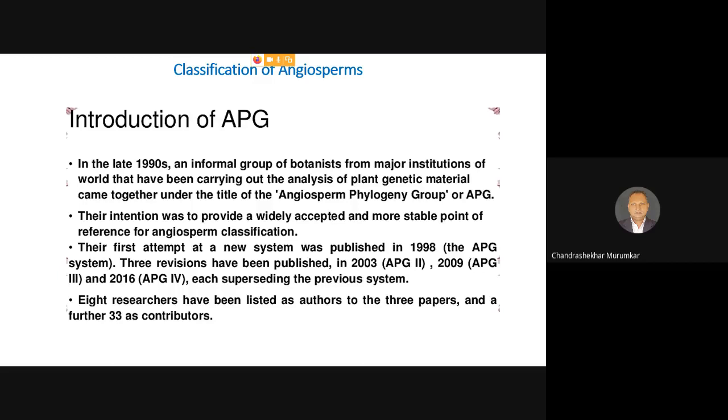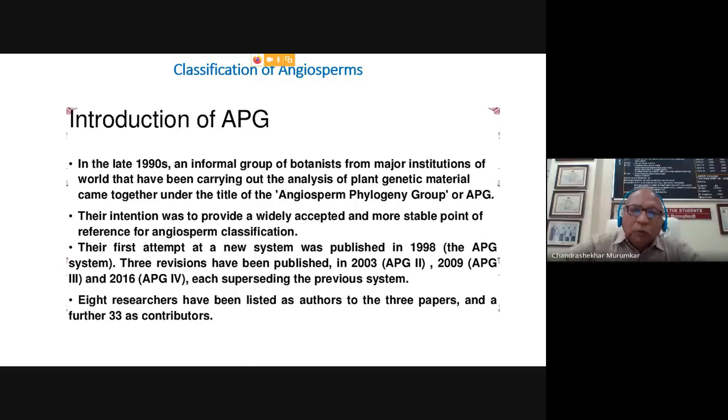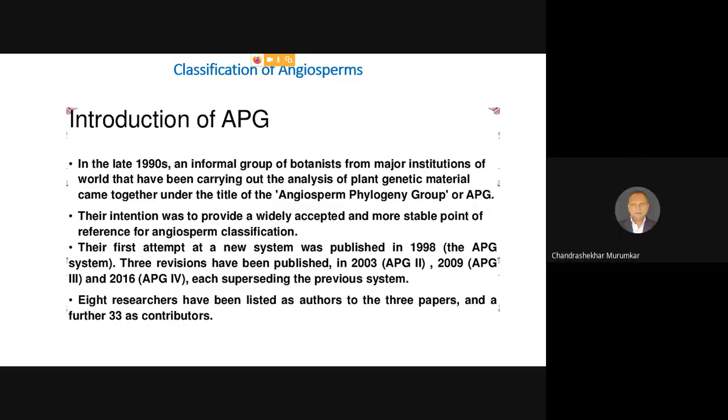So in the 1990s, an informal group of botanists from the major institutions of the world, who had been carrying out the analysis of the plant genetic material, came together under the title Angiosperm Phylogeny Group or APG, and they revised whatever was proposed before. They arranged this not only on the basis of evolution or credentials of the evolution, but on the basis of their genetic configuration, genetic interrelationship, cytological interrelationships. And accordingly, they started providing the new trend, new approach.